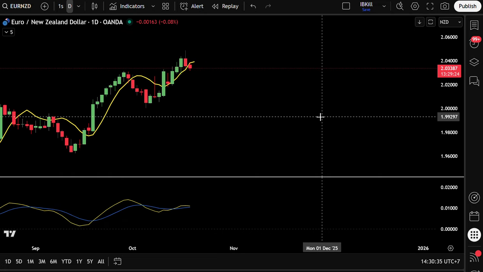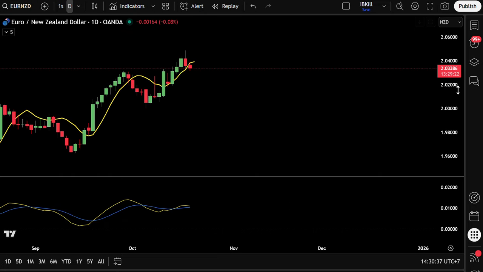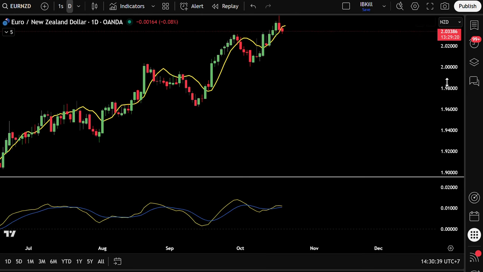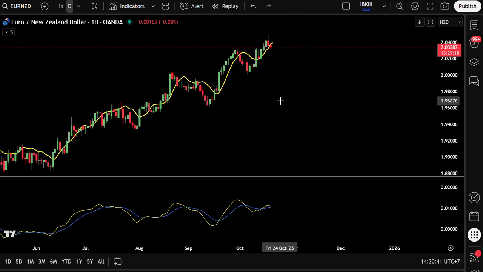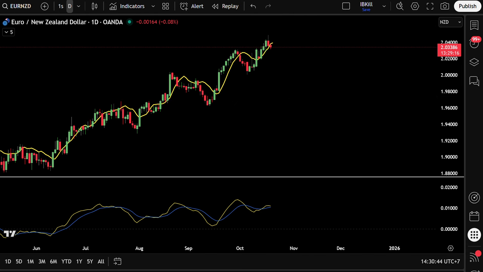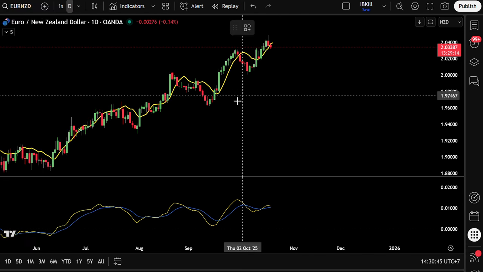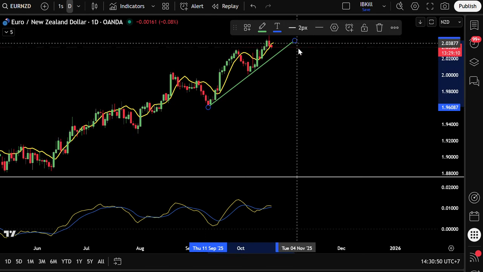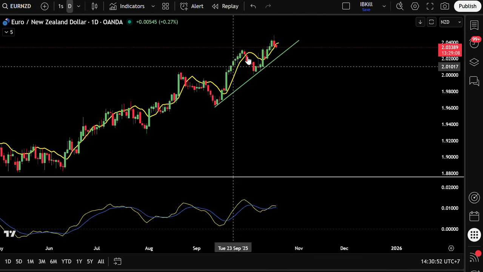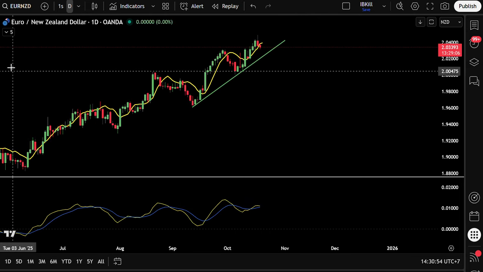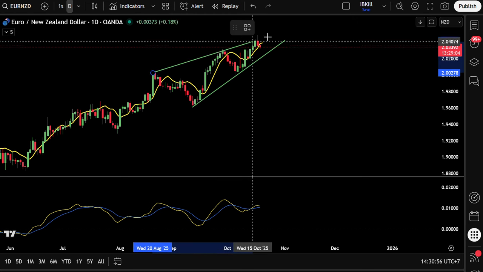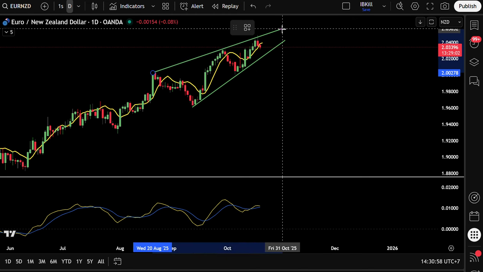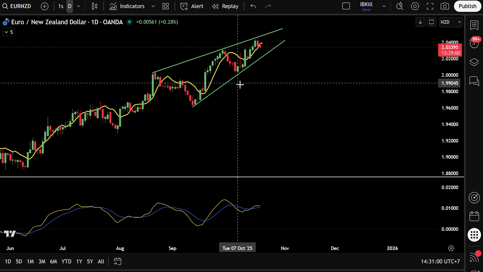So today I'm looking to short the Euro New Zealand dollar. We're just going to break it down now. What I like to do when I'm looking at daily trade setups is look at the daily chart first. And we can see this is in a great uptrend here. Pretty strong. And you can see we're in a channel here at the minute.